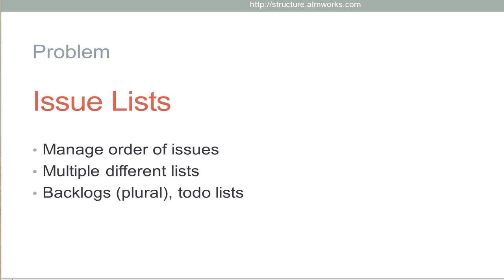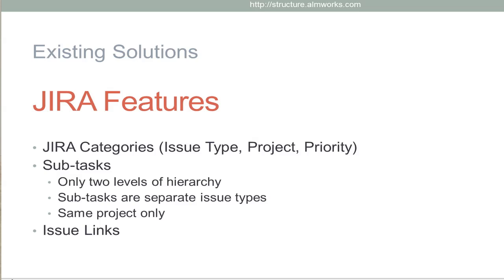Basically, you want to have a collection of issues that come in a specific order. A backlog is a typical example. So there are solutions already for that. JIRA has certain features. Subtasks are infamous for their limitations. You cannot have a subtask of a subtask, or subtasks of separate issue types, so you cannot have compositional hierarchy where you have requirement and requirement, something like that.